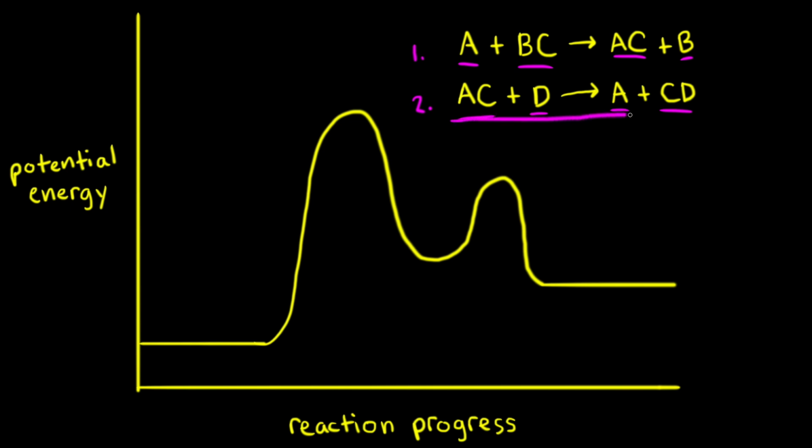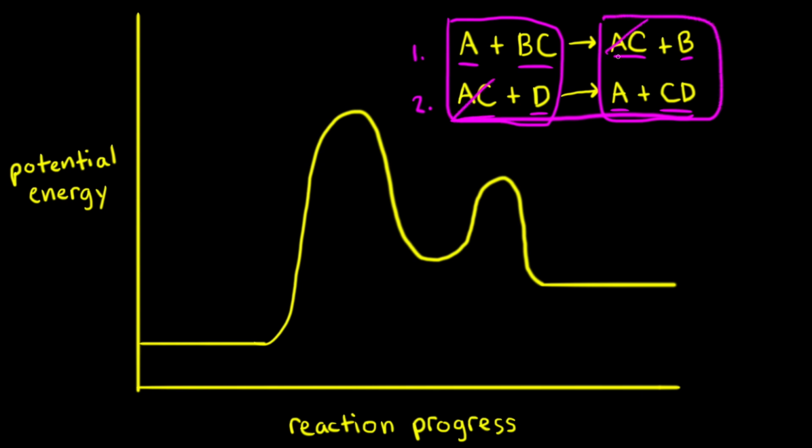So we're going to put all of our reactants on the left side here, and all of our products on the right side. We can see that AC is on the left and on the right side, so we can cancel that out. A is also on the left and the right side, so we can cancel that out. So the overall equation would be BC plus D goes to B plus CD.